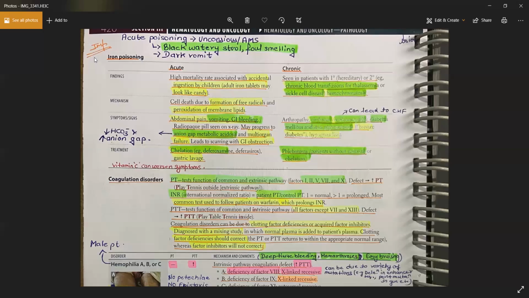So whenever you encounter a patient with black watery stools, foul smelling, and dark vomiting with abdominal pain along with hyperventilation and high anion gap metabolic acidosis, you will always think about iron poisoning.